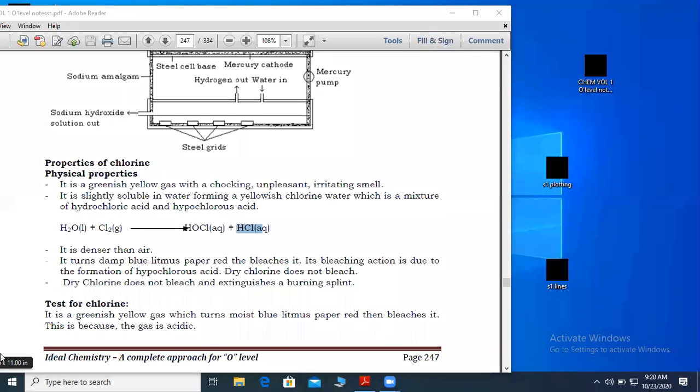A blue litmus paper was added to the resultant solution. This is the resultant solution, which contains hypochlorous acid and hydrochloric acid. I told you that when a blue litmus paper is added to this solution of chlorine water, the blue litmus paper turns to red. Why does it turn to red? It is because of the presence of this hydrochloric acid.